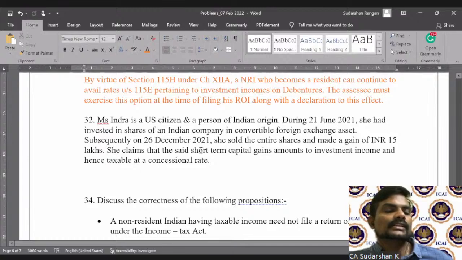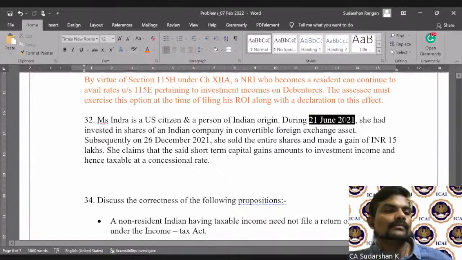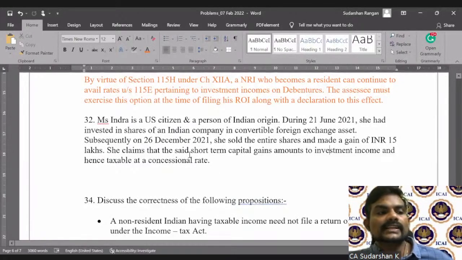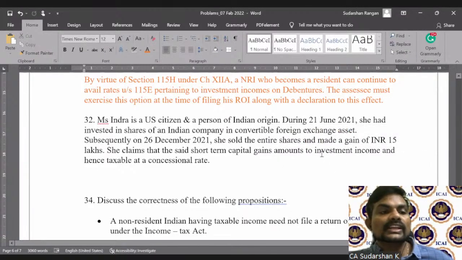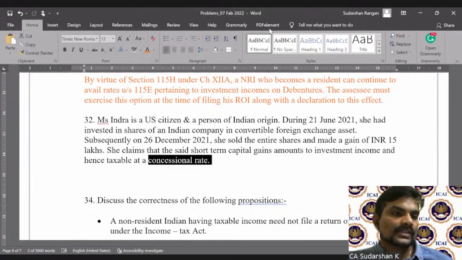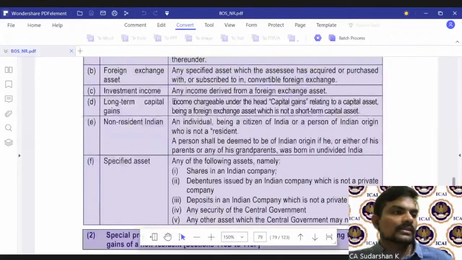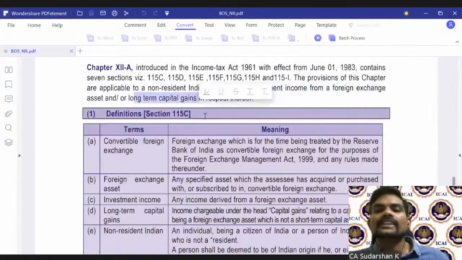She claims that the said short-term capital gain, because she invested on 21 June and sold within 4-5 months by 26 December, amounts to investment income and should be taxable at the concessional rate. Her interpretation is that it is investment income from a foreign exchange asset or long-term capital gains. This is what 115C says.